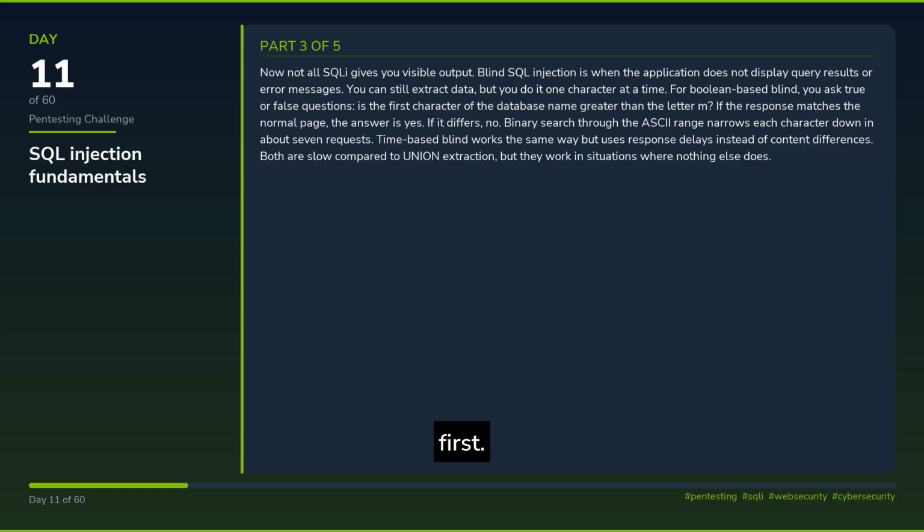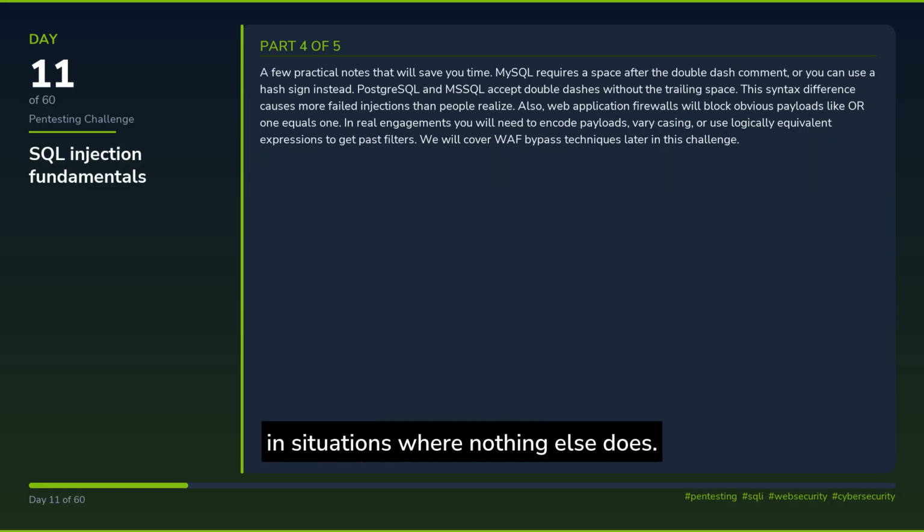A few practical notes that will save you time. MySQL requires a space after the double dash comment, or you can use a hash sign instead. PostgreSQL and MS SQL accept double dashes without the trailing space. This syntax difference causes more failed injections than people realize.